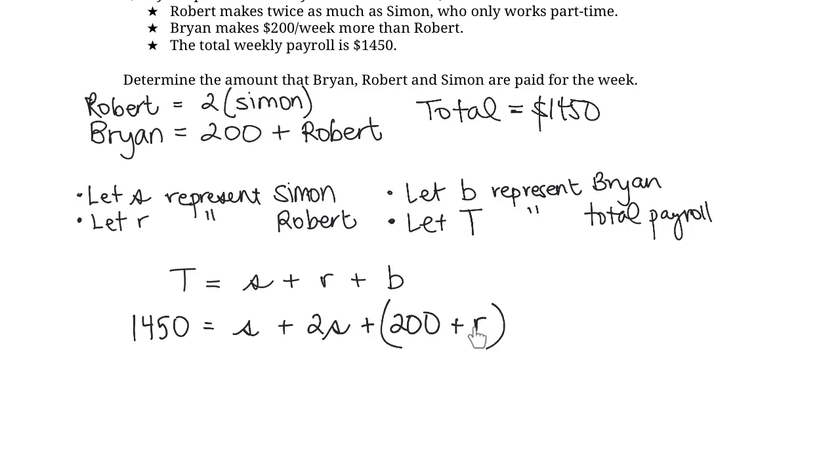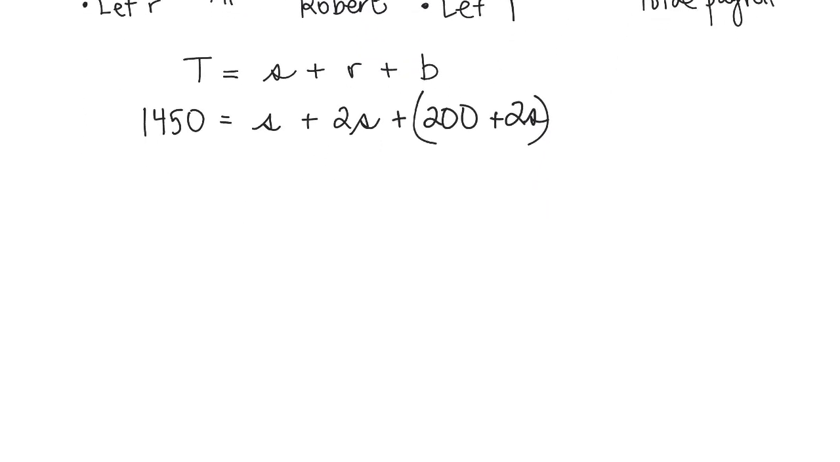So rather than putting this letter R here, I'm going to erase it, and I'm going to replace it with another 2S. Okay, because we do know that Robert makes 2 times the amount of Simon. So now when I look at my equation, the only variable I see is the letter S. So I'm going to simplify this down a little bit before we actually start to solve. And I'm going to look for like terms, and I'm going to put them together. So I do see that I have some terms with S's that I can group together.